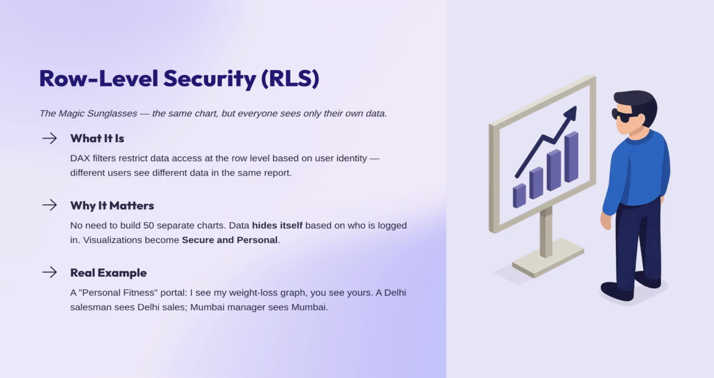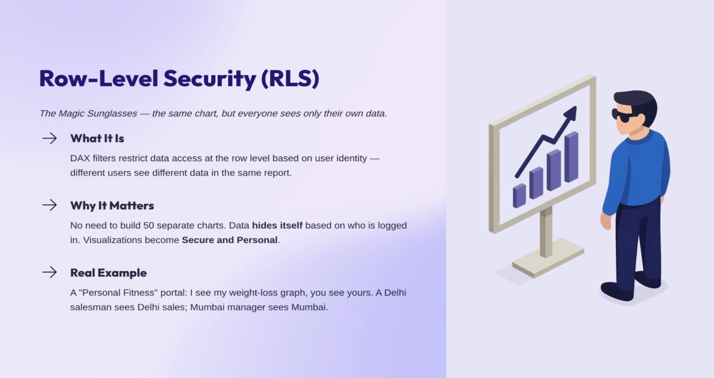Imagine a dummy example. You have a personal fitness portal. When I log in, I see my weight loss graph. When you log in, you see your graph. Neither of us can see the other's progress. You've probably noticed at the office how confidential reports work. RLS is the invisible guard that makes that happen. Let's break this down together. We are making our visualizations secure and personal.